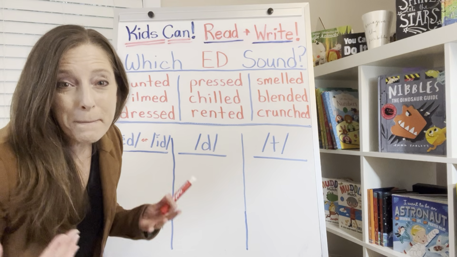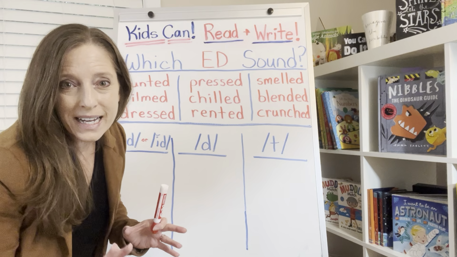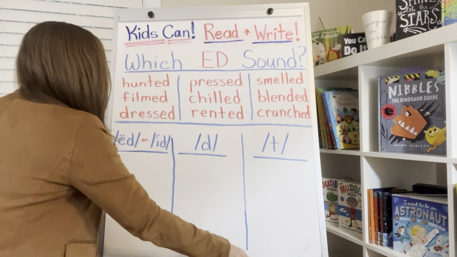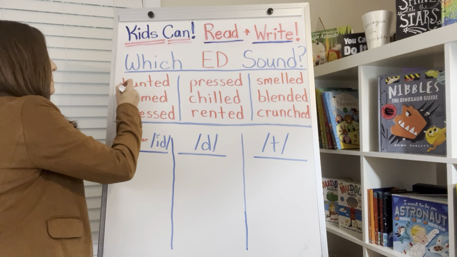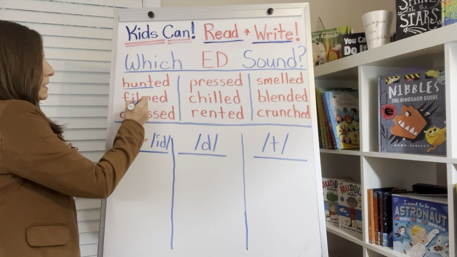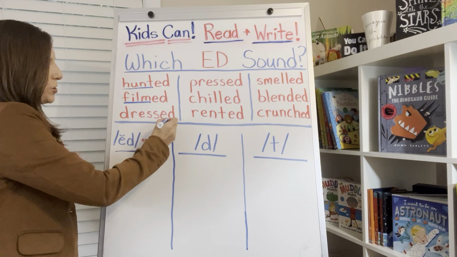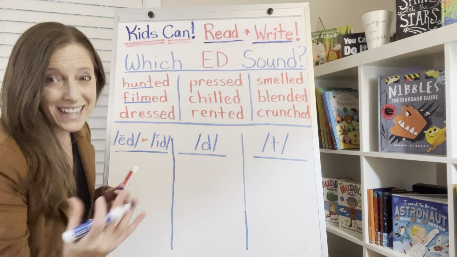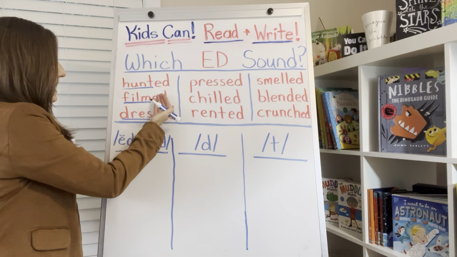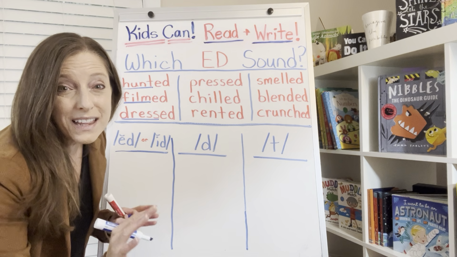A root word is the main word, the word that could stand by itself without the extra ending or prefix added on. So the root word in hunted would be hunt. The root word in filmed would be film. The root word in dressed, can you guess what it is? Dress. Okay, if you take that ed ending off, ed is a suffix. You should be able to take a suffix off and see the root word.